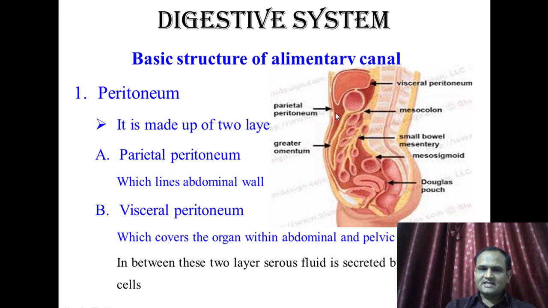It is made up of peritoneal cells, and these peritoneal cells continuously secrete a fluid into these two layers. That fluid is known as serous fluid or peritoneal fluid. What is the function of this fluid? It retards the friction between the two layers of the peritoneum during the movement of the abdomen. So to reduce the friction between the visceral peritoneum and the parietal peritoneum, there is a secretion known as serous fluid or peritoneal fluid.